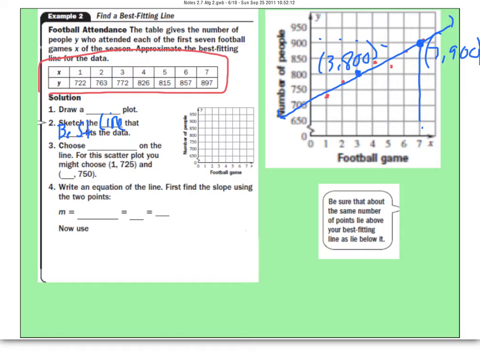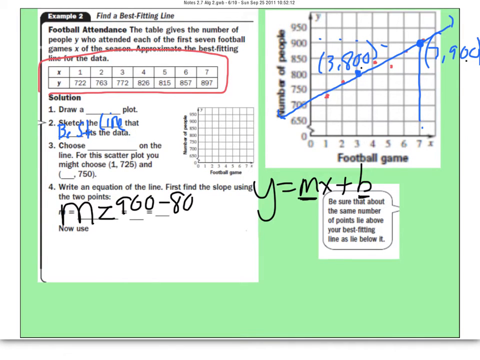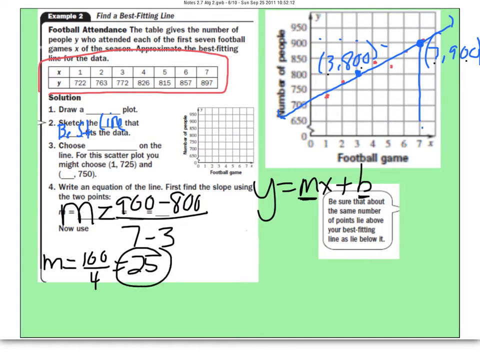And then we just do what we did when we had to write the equation of a line given 2 points. I'm going to use y equals mx plus b, given the 2 points, compute the slope, find the y-intercept. So let's do the slope. Slope is 900 minus 800 over 7 minus 3. So the slope is going to be 100 over 4, or in this case, 25. So I'm going to fill that in.